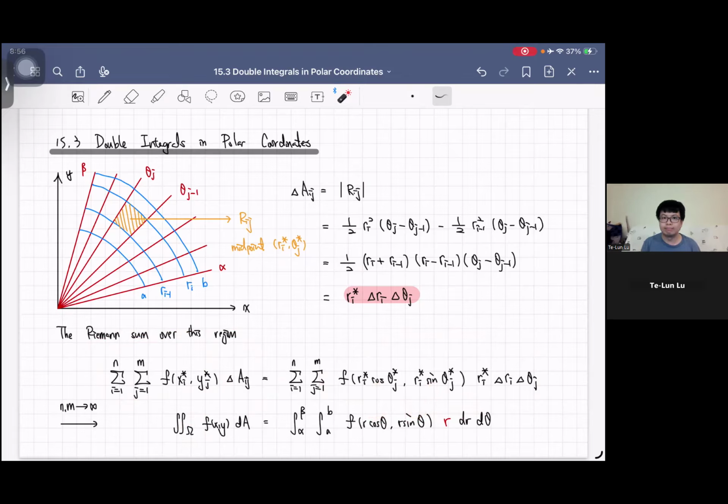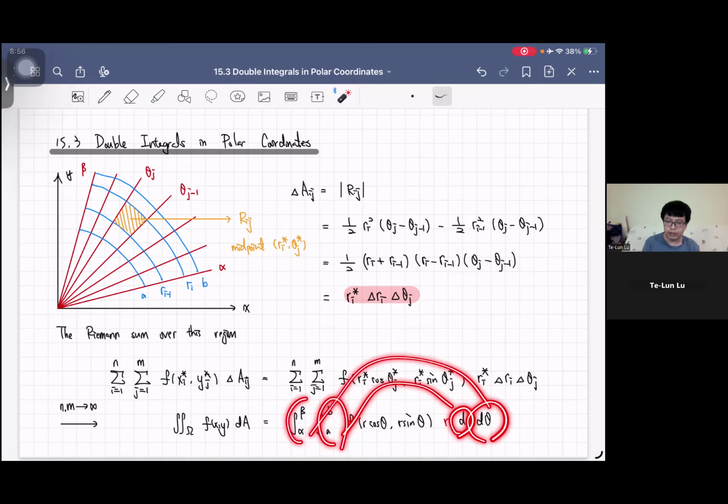r dr d theta. This factor r will be referred to as the Jacobian afterwards in the change of variables section. But for now, let us just remember that when you're changing variables in terms of r cosine theta and r sine theta, there will pop out an extra term r. Obviously, in this case, the region is r goes from a to b and theta goes from alpha to beta.